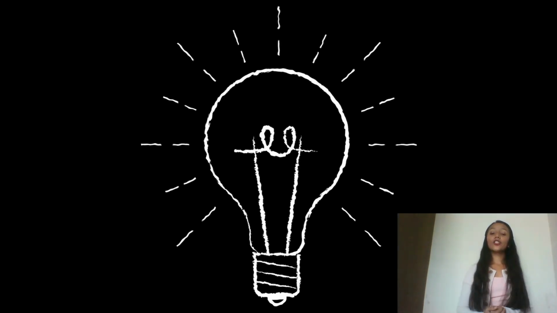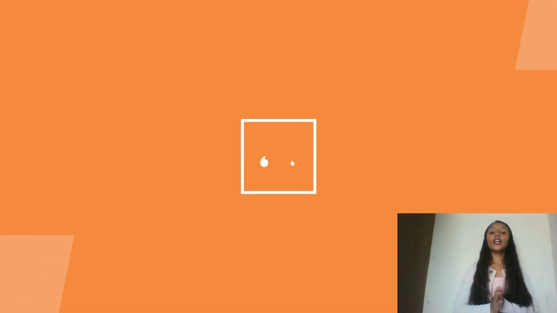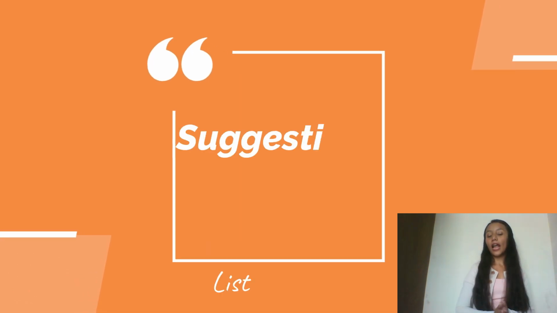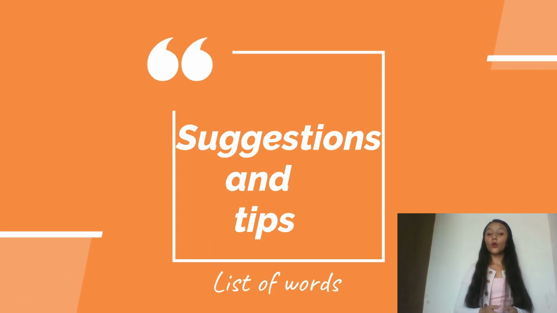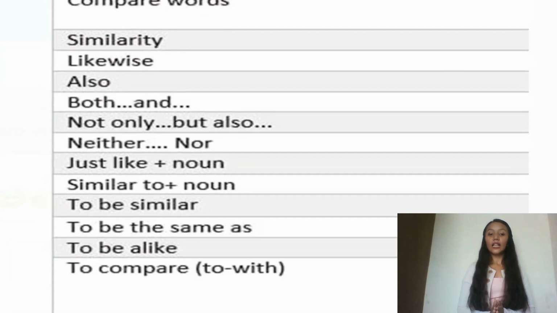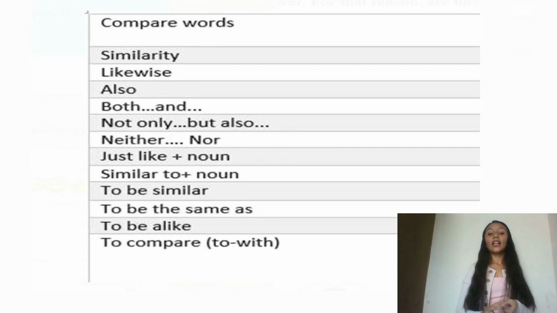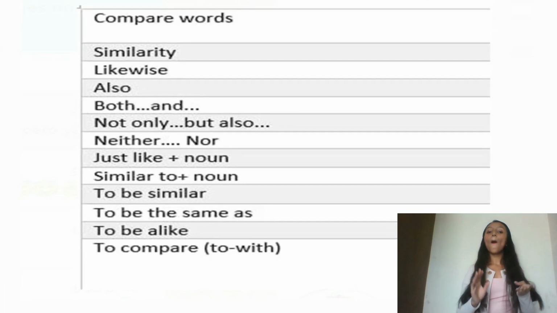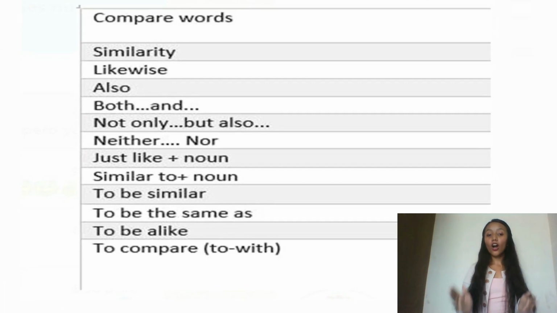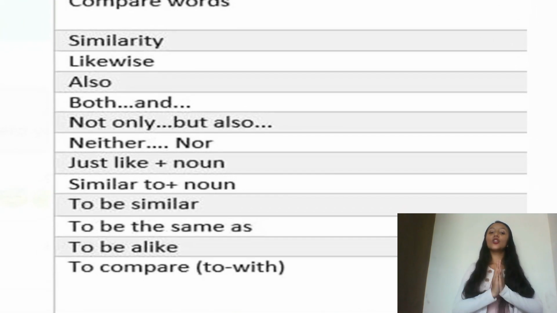Now, I'm going to tell you some tips that you can follow to improve your essay. First, we have a list of words that you can use in this type of essay. First, we have compare words like similarity, likewise, also, both, not only but also, neither, just like plus a noun, similar to plus a noun, to be similar, to be the same as, to be alike, and to compare.